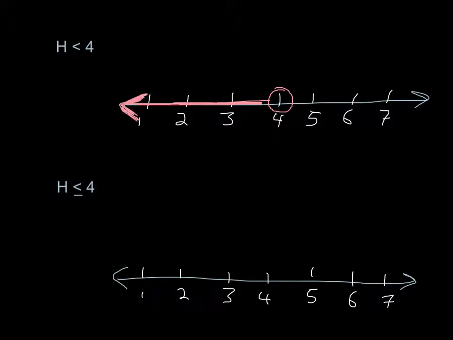And if you'll notice, the arrow looks a lot like the less than sign. As long as you keep your variable h or x or whatever letter it is on the left-hand side, the arrow will match the sign. For h is less than or equal to 4, this time we fill in the dot on 4 because h could be 4. And once again, we color all over our line all the way and include the arrow.